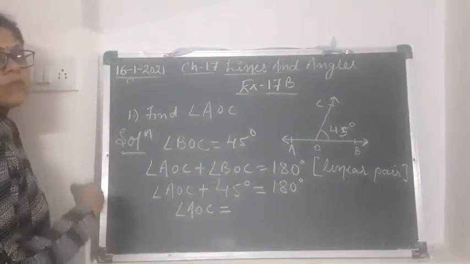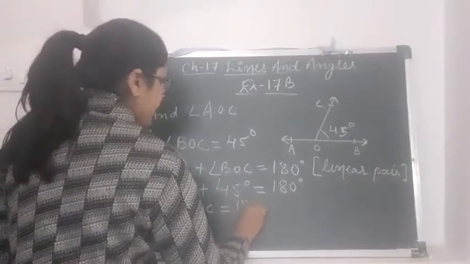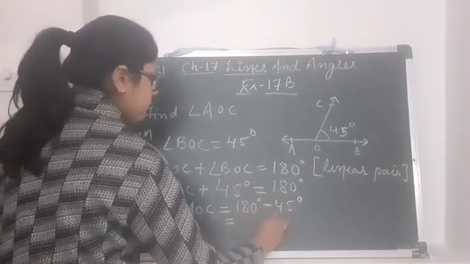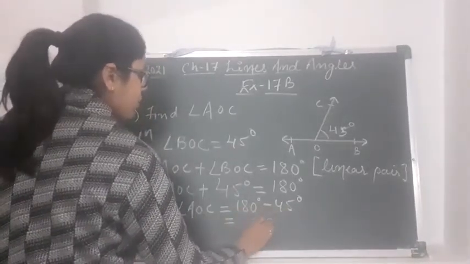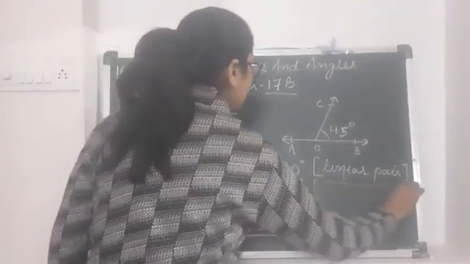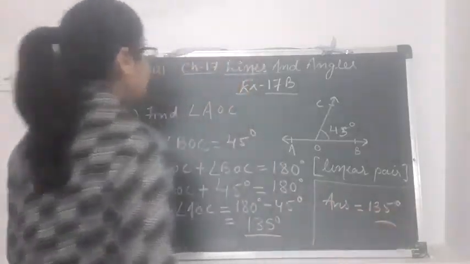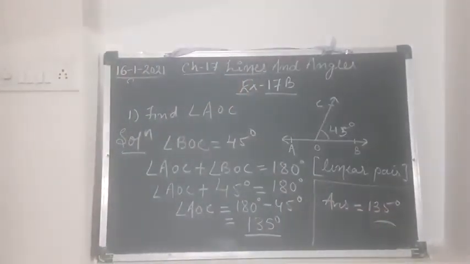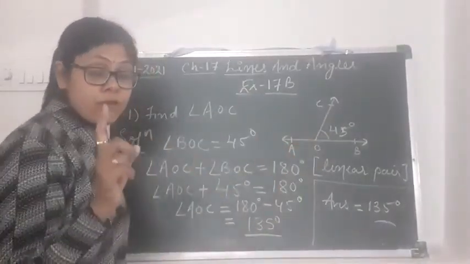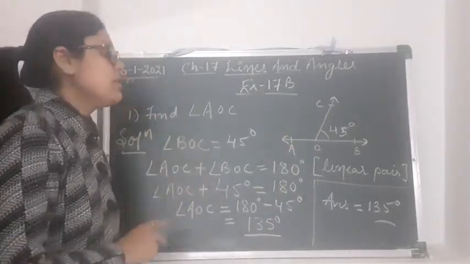As we know, we always take constants one side, variables one side. So angle AOC is 180 degrees minus 45 degrees. What will be the answer? 10 minus 5, 5. 7 minus 4, 3. 135 degrees. So you got angle AOC as 135 degrees. I think this much is clear to you all, because both are forming a linear pair. You will not write here that they are forming angle on a straight line. Linear pair, that's why.